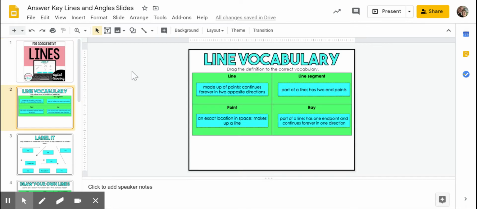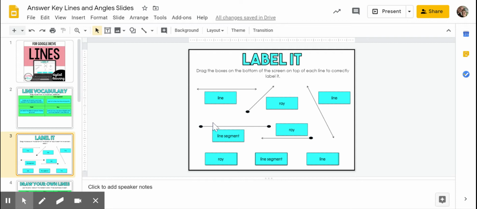Starting with our line vocabulary, a line is made up of points and it continues forever in two opposite directions. A line segment is part of a line that has two endpoints. A point is an exact location in space. It makes up a line. A ray is part of a line and it has one endpoint and it continues forever in the other direction.